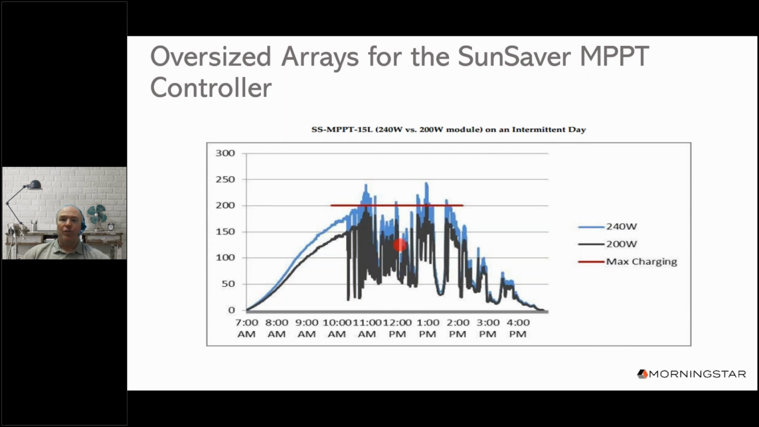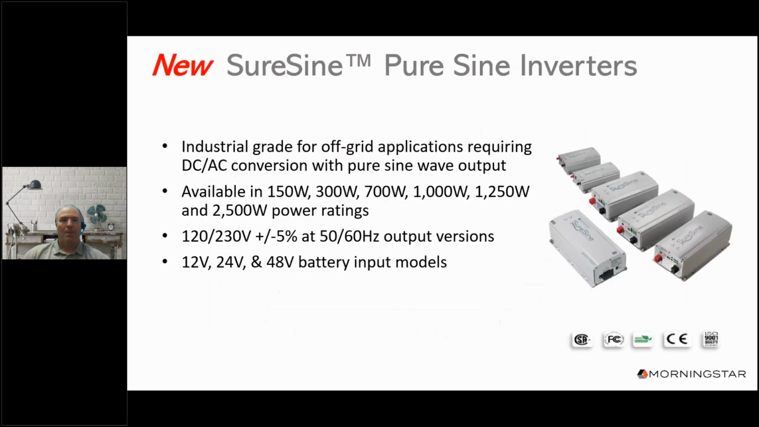Now, in addition to controllers, Morningstar offers inverters and accessories, and we're going to take a quick look at them on the following slides. Start off with the new SureSine pure sine wave off-grid inverter. As I mentioned earlier, we recently launched them to convert DC power to AC power. They're designed for use in a wide variety of industrial, commercial, residential, and mobile applications where no utility grid is involved.